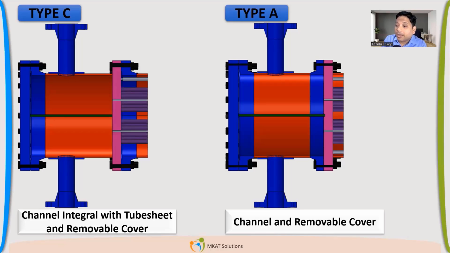Okay. Now, the tube bundle can be removed in type C. It will depend upon what my type is at the rear end. But yes, if it is a U-bend kind of thing, then definitely you will be able to remove the tube bundle. So that will give another advantage to type C.